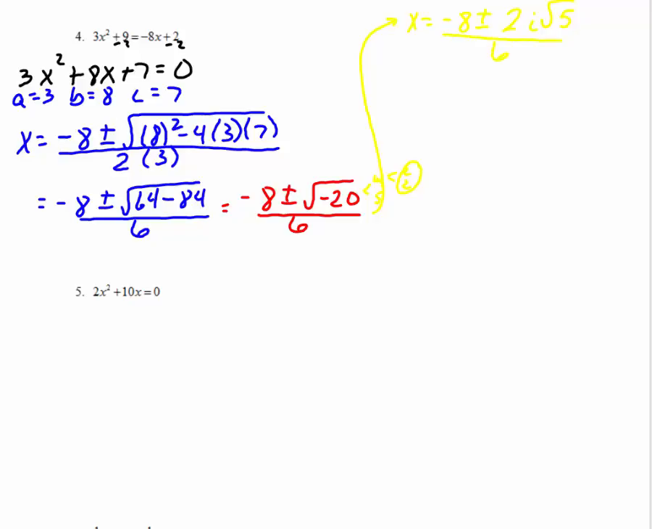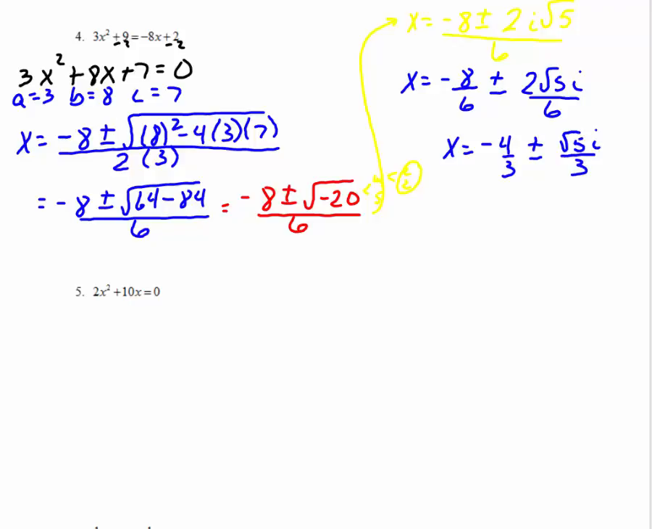underneath, all over 6. So just like in the previous problem, I say separate and then we can reduce. So -8 over 6 plus or minus 2 square root of 5 i over 6. I'm going to put the i at the end. When I reduce -8 over 6, I get -4 over 3, plus or minus, and then the 2 over the 6 can be reduced as well, so I get the square root of 5 i over 3. So x equals -4/3 plus or minus the square root of 5 i over 3. Again, make sure that i is outside the radical, either at the end or at the beginning. I'll accept either, but it really should be at the end.